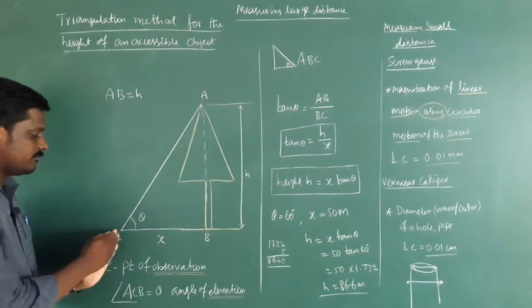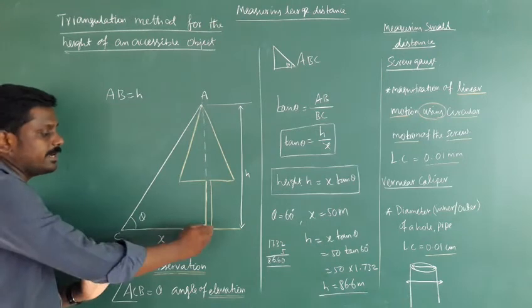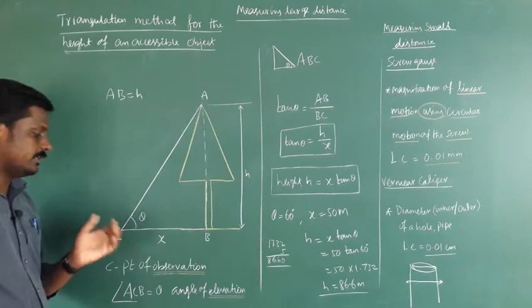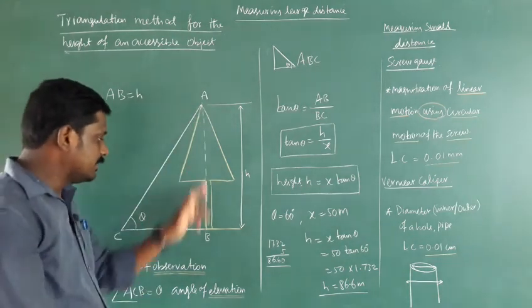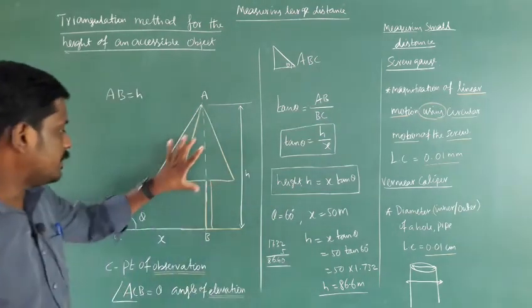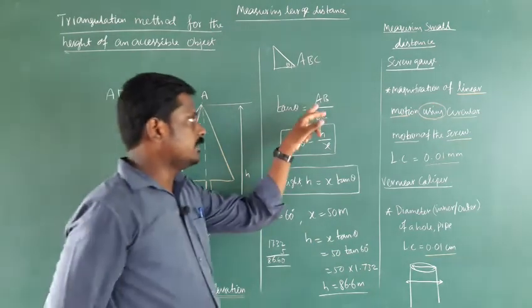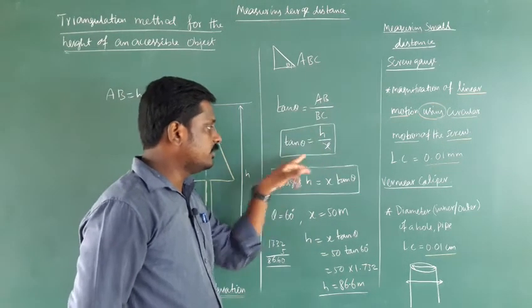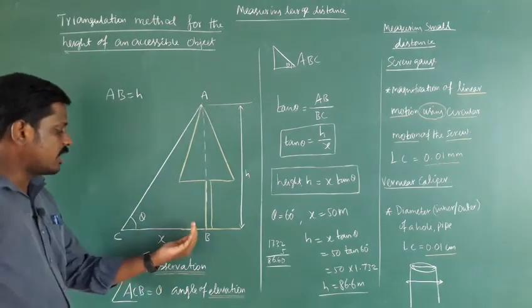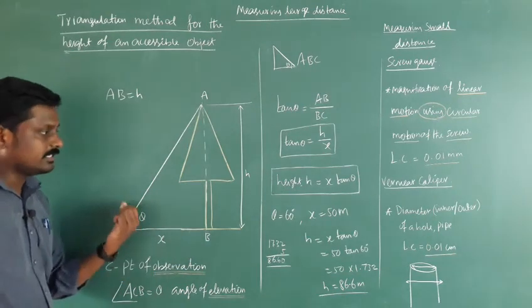I am seeing the tree from the point C. C is the point of observation. I am x distance from the point B. It makes an angle of elevation theta. I know theta using a ranger. It's a right angle triangle ABC. So tan theta is equal to opposite by adjacent. Opposite is AB, adjacent is BC. So AB, that is h by x. So h is equal to x tan theta. We get the final formula. If we know the distance from the tree or tower and the angle of elevation, you can find the height.